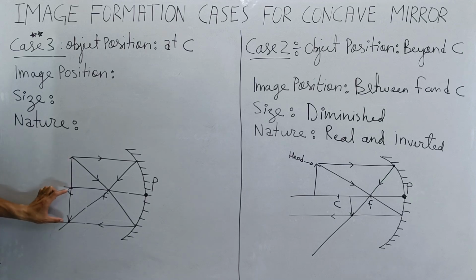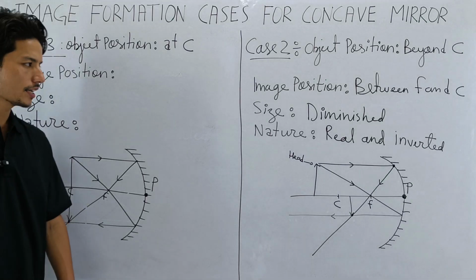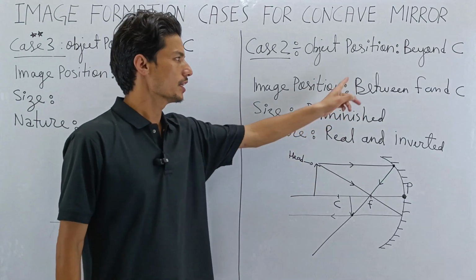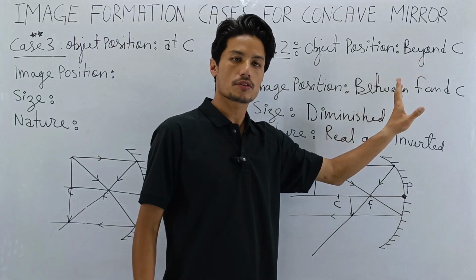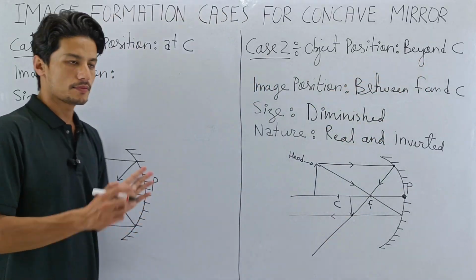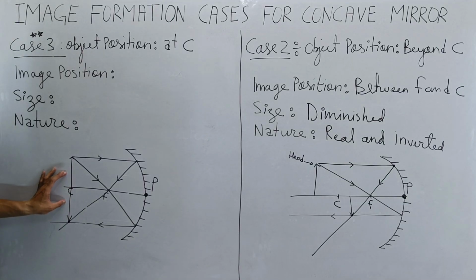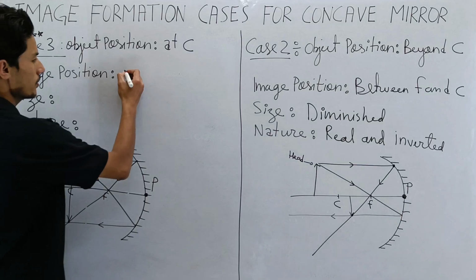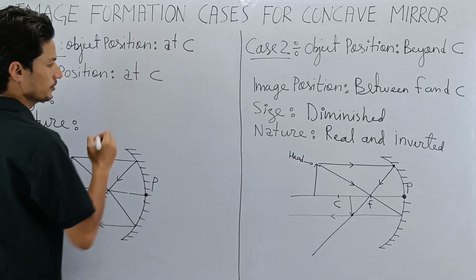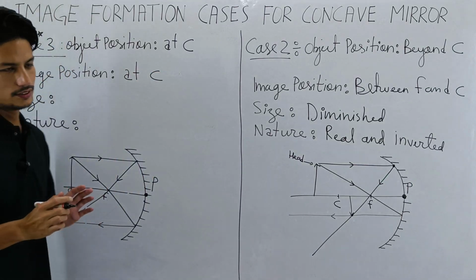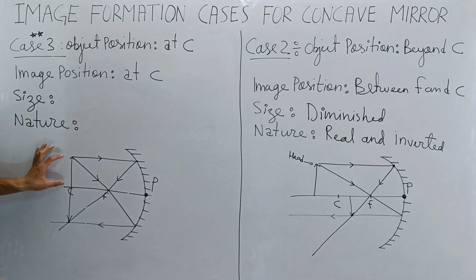Object is at C, the image is at C. In most of the cases, you will find that the object position and the image position are not the same, but there is one case where the object position and the image position are the same, and this is the case. So the image position will also be at C. Now, look at the size of the image.